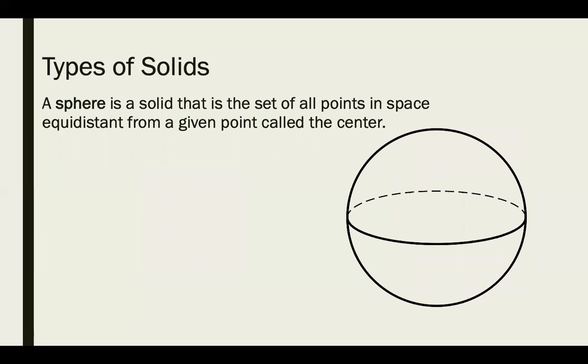Another type of solid that's not a polyhedron is a sphere. A sphere is just basically a ball, a set of all points in space equidistant from a given point called the center. So like the Earth is roughly a sphere, a baseball, a basketball, all those things that you probably already know that are roughly spheres. Three-dimensional circle, basically the way we want to think of it. It's also not a polyhedron because its sides are not polygons. There actually aren't any sides of a sphere. It's just smooth all the way around.